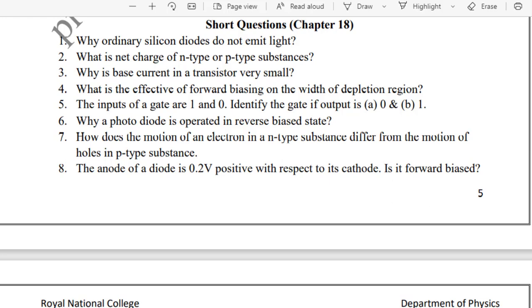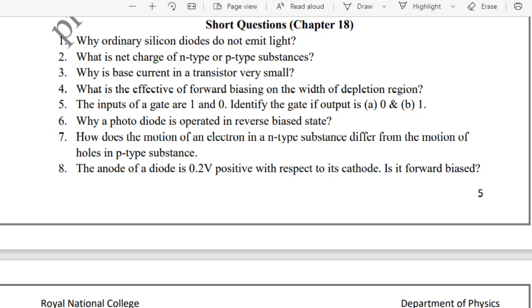Short question, chapter 18. 1. Why ordinary silicon diodes do not emit light? 2. What is the net charge of N-type or P-type substances? 3. Why is base current in a transistor very small? 4. What is the effect of forward biasing on the width of depletion region?